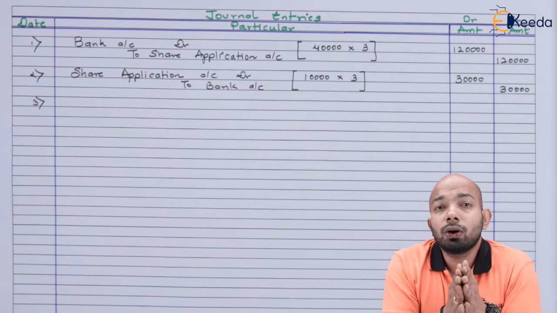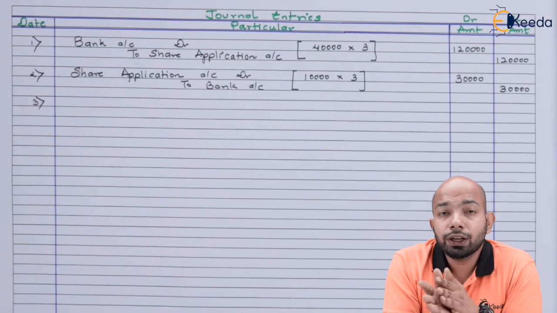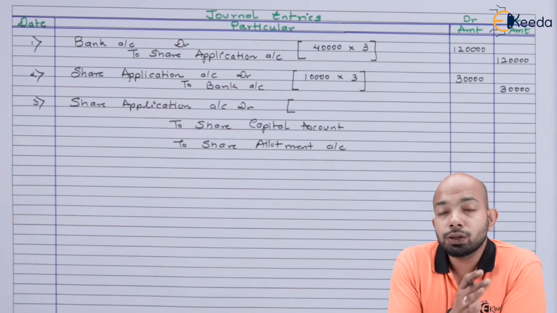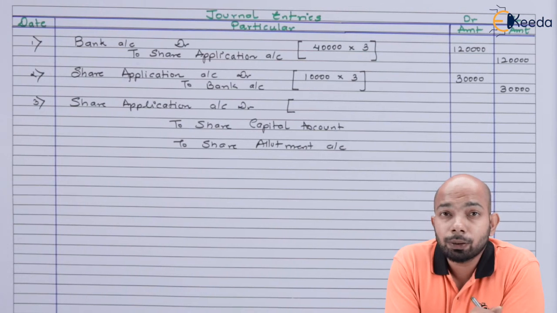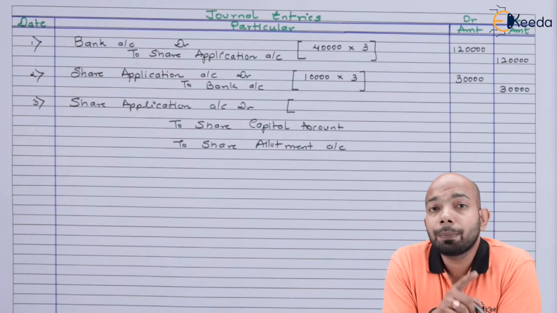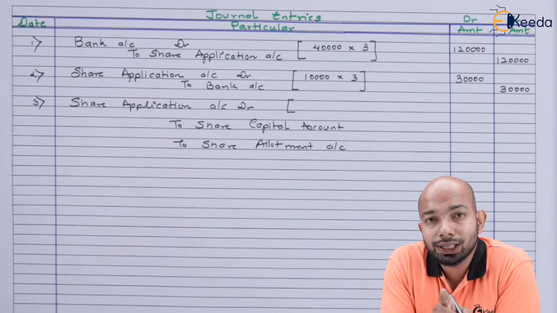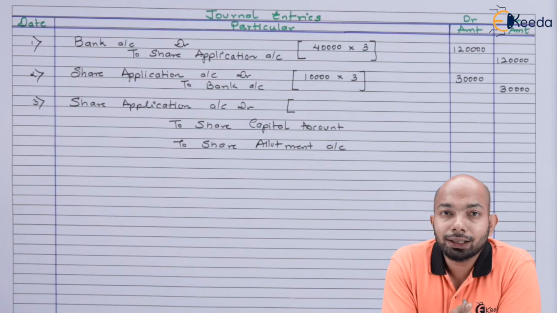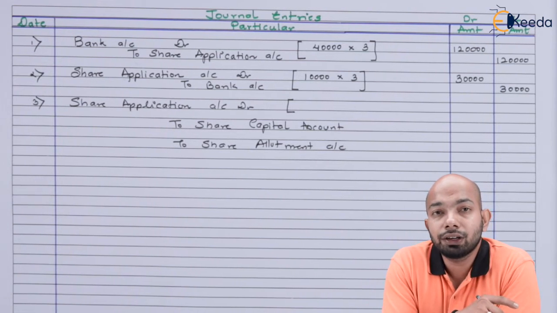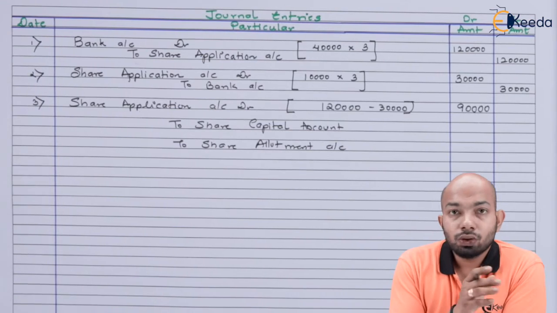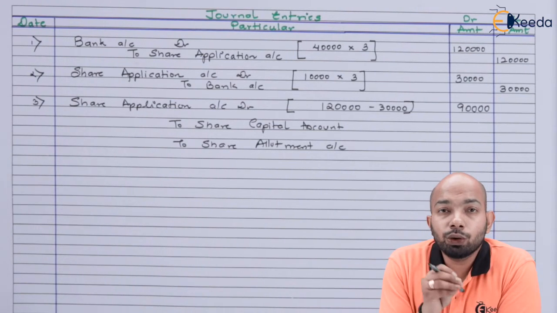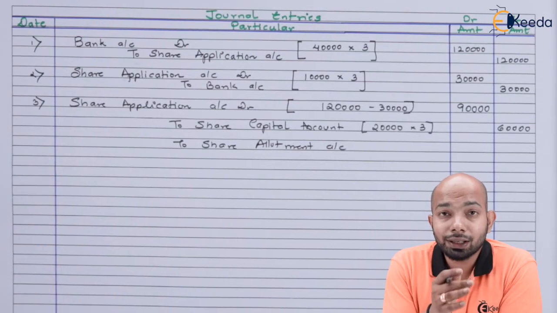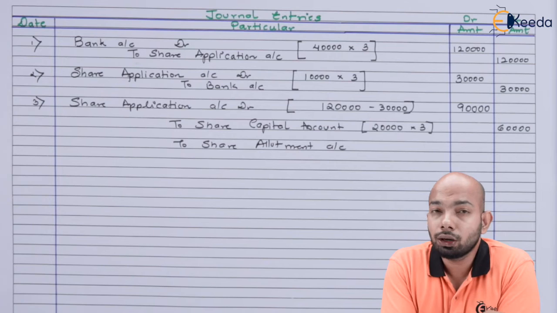So whatever additional amount that we have here, we need to figure out how much is the allotment money that has to be transferred. Let's figure out that part. Now the entry is share application account debit to share capital and share allotment, because excess money has to be used in allotment transfer here. So out of 1,20,000, if you subtract 30,000, that gives us the balance left in the application account. So 90,000 we have. In the capital account, we are only supposed to transfer the amount related to application. So the balance that we have here is 30,000 in the allotment account.